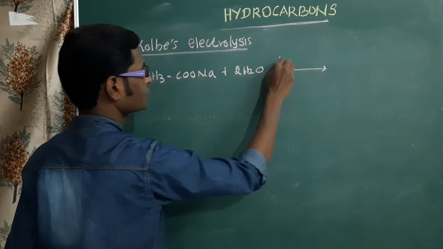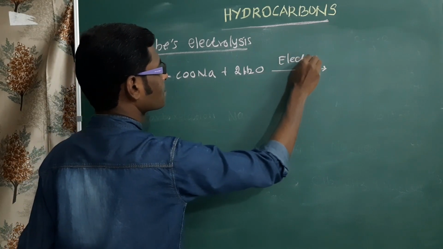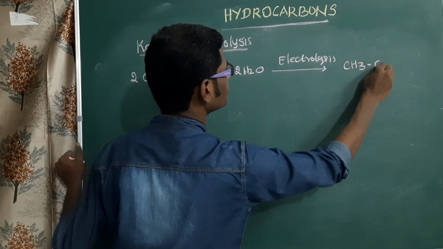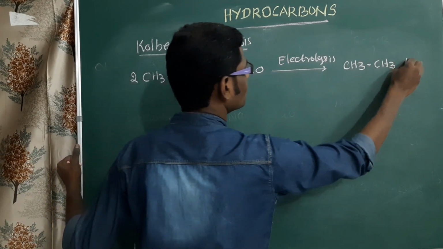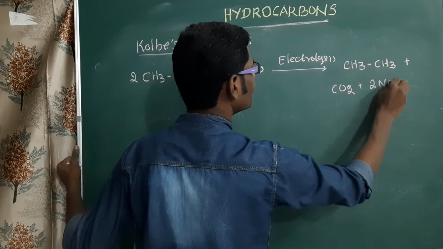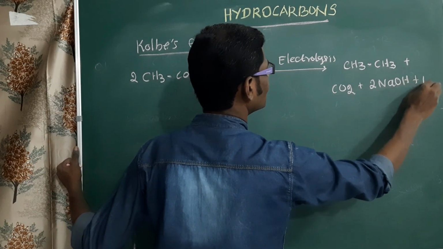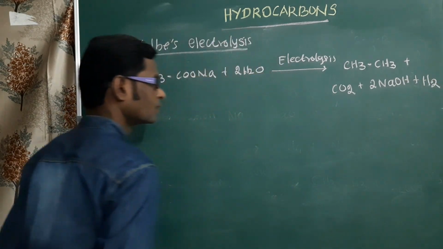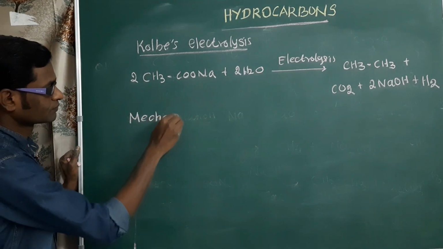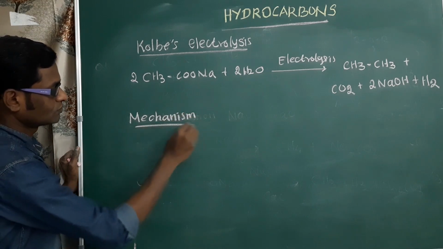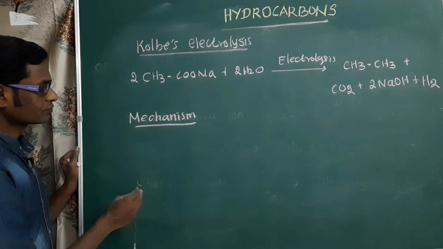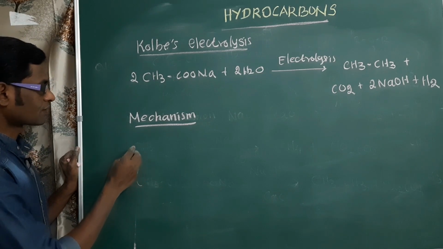During electrolysis, we will get ethane plus carbon dioxide, 2 molecules of sodium hydroxide, and hydrogen gas is liberated at cathode. Mechanism of Kolbe's electrolysis.